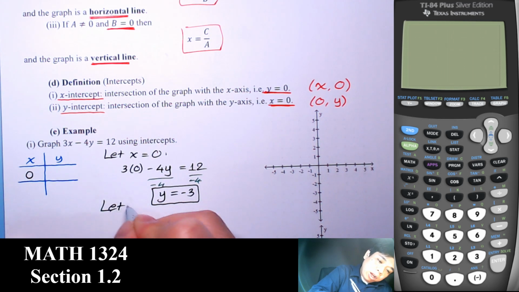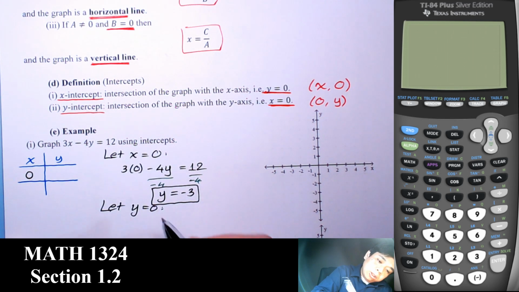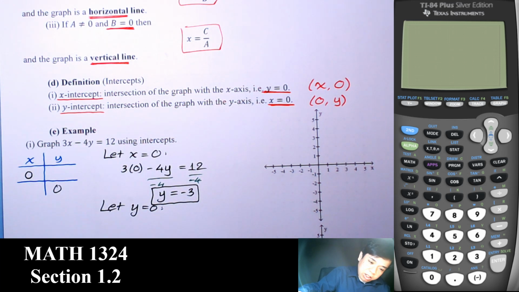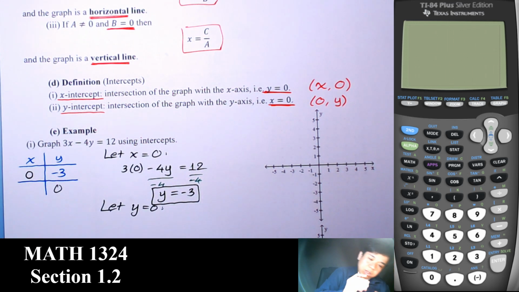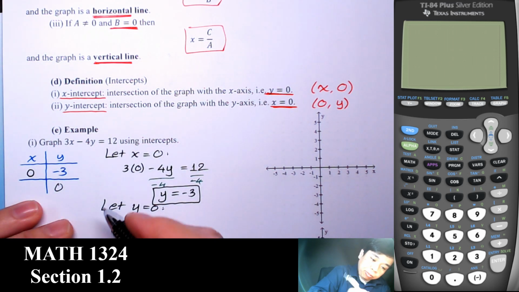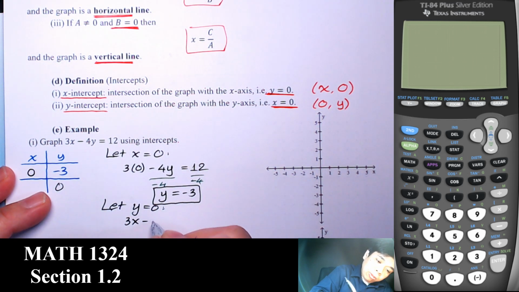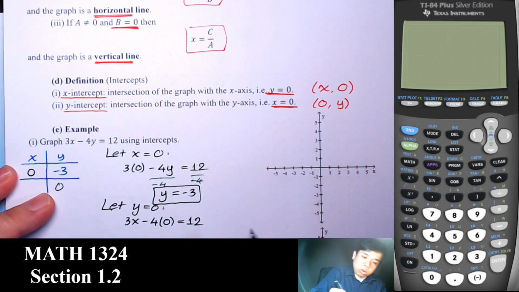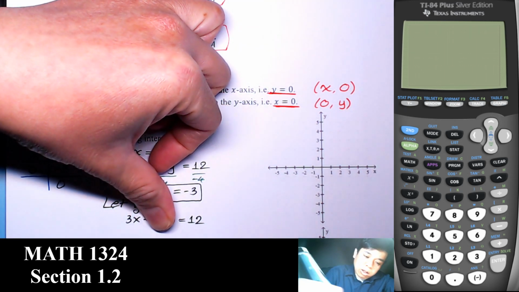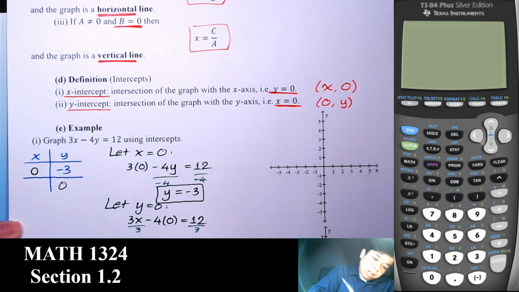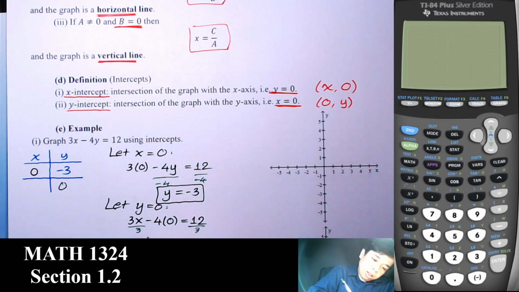When x equals 0, y equals -3, so we have the point (0, -3). When y equals 0, I'm going to put 0 in for y. So 3x equals 12. Divide by 3 on both sides. We have x equal to 4.